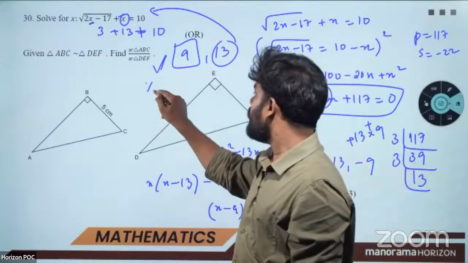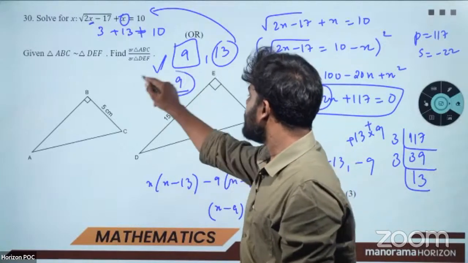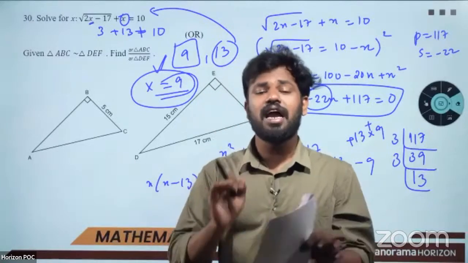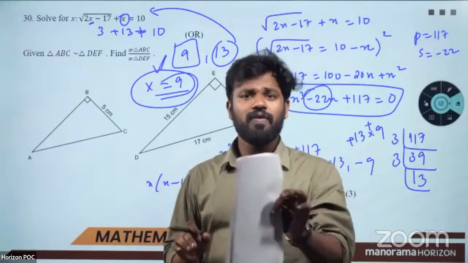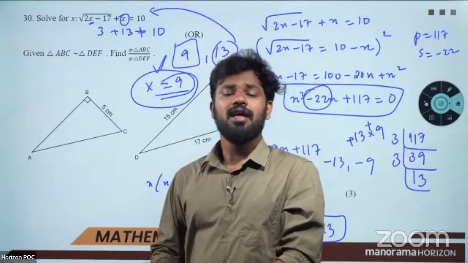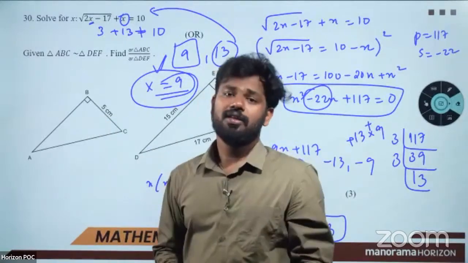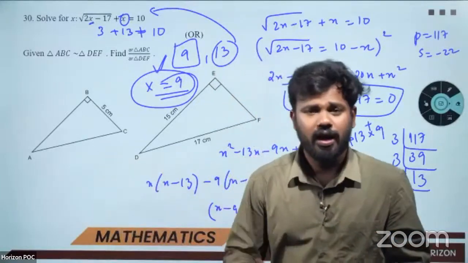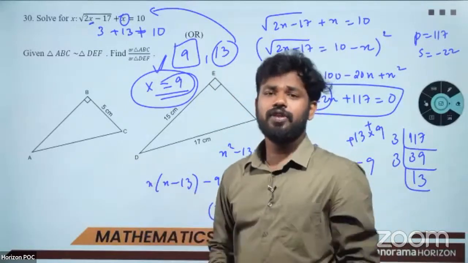So what is the x value? 9. In questions like this, you might get two values, but make sure you put that back into the question and check whether it is satisfying or not. If only one value is satisfying, that is the only answer there. If both the values are satisfying, then you should write that both the values, 9 and 13, are satisfying. But in this case, only 9 is satisfying. So finish the answer like that.